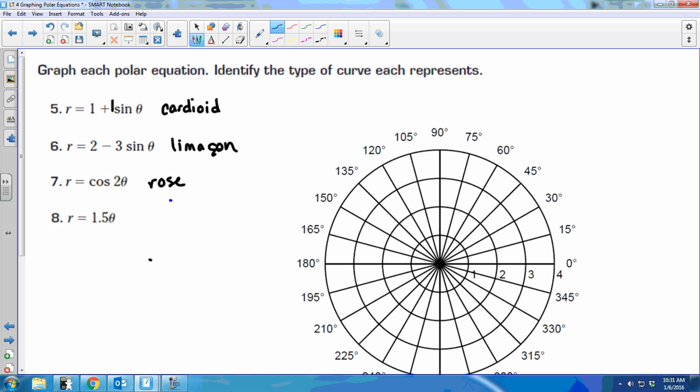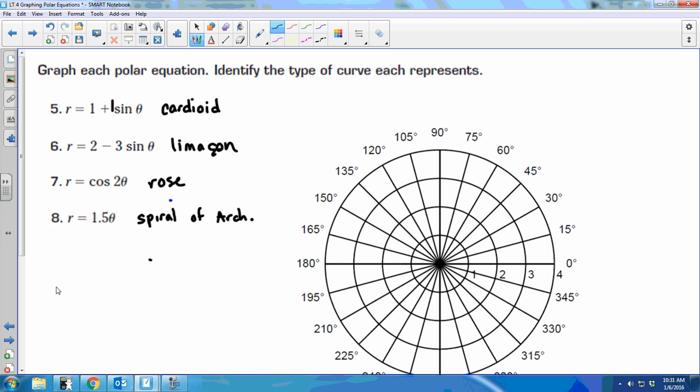And the last one, we have r equals 1.5 times theta. What's the one that doesn't have sine and cosine in it? The spiral of Archimedes. Does everyone feel semi-confident at the very least they could go through and identify which type of curve it was? And that's what you have to do on the quiz, with the reference in front of you.